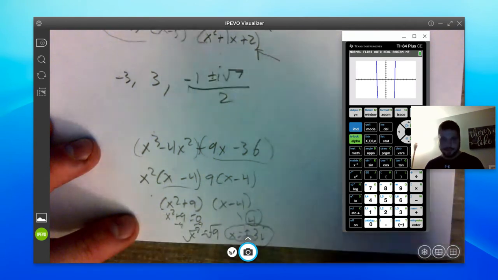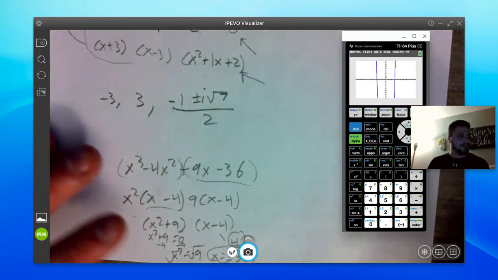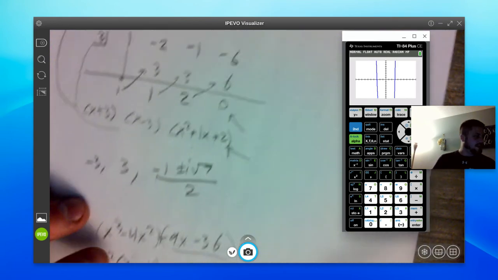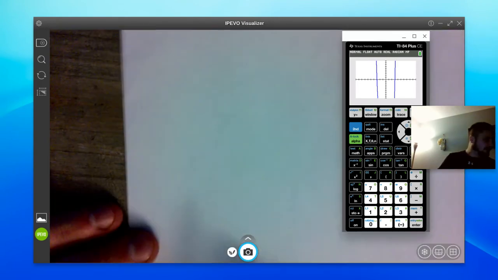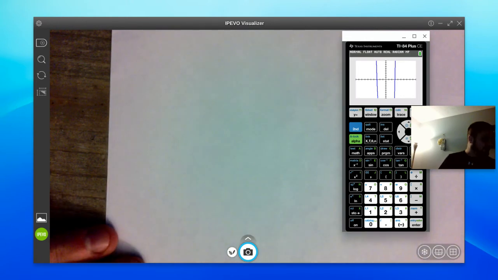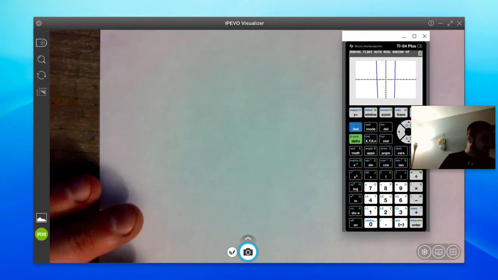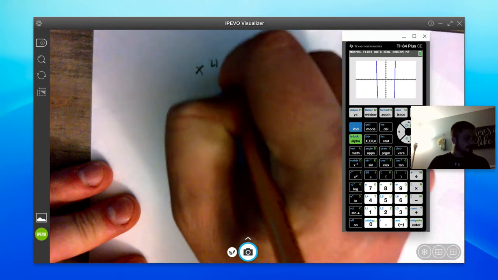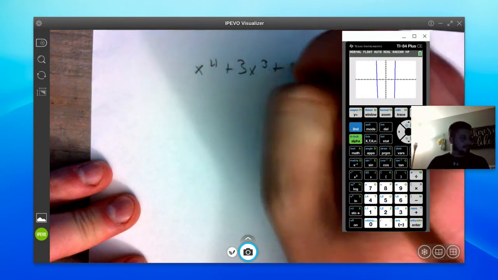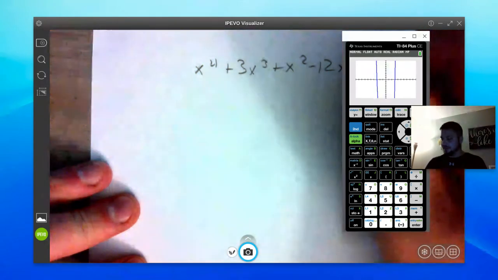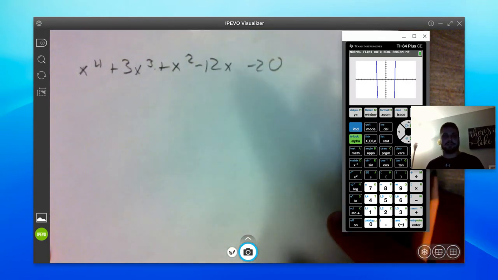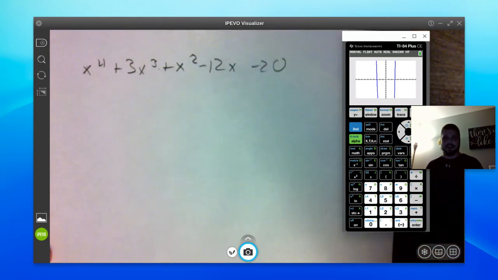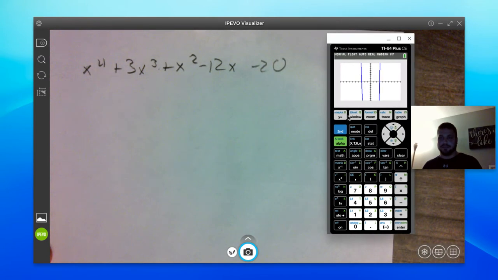Okay, so you don't have to use this long method if you can factor it. You only want to use this long method when you cannot factor it. Okay, so let's do one more. Let me find one real fast that we'll be able to do. How about something like x to the fourth plus 3x to the third plus x squared minus 12x minus 20. And we want to find all the roots. Well, again, this is 5 terms, so I don't know how to factor that. So the very first thing I'm going to have to do is go to my y equals button and type it in, and let the calculator give me a root.